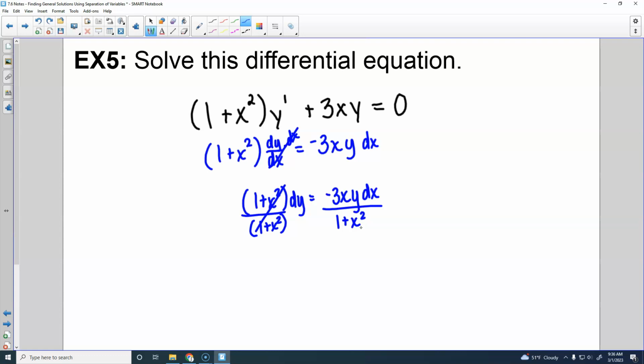All right, so that looks better, but I still have this y right here. It can't be here. So we're separating. That y, I could divide by that y. So if I divide by the y, it'll cancel it here. Divide by the y here. So I've got 1 over y dy, or you could write it as dy over y, equals negative 3x over 1 plus x squared dx.